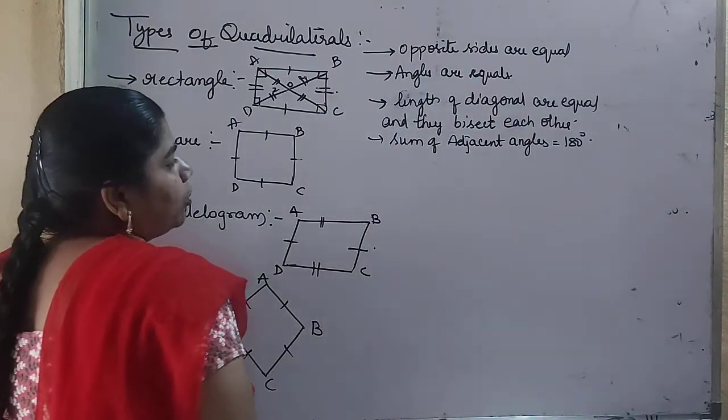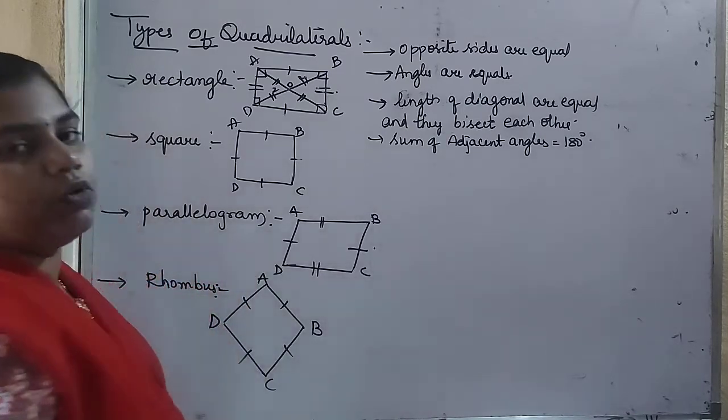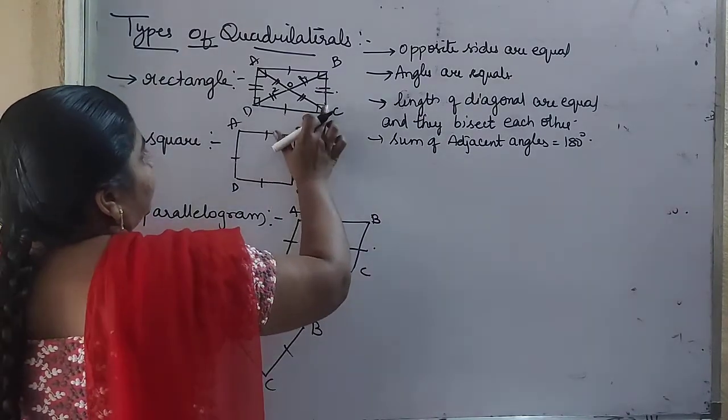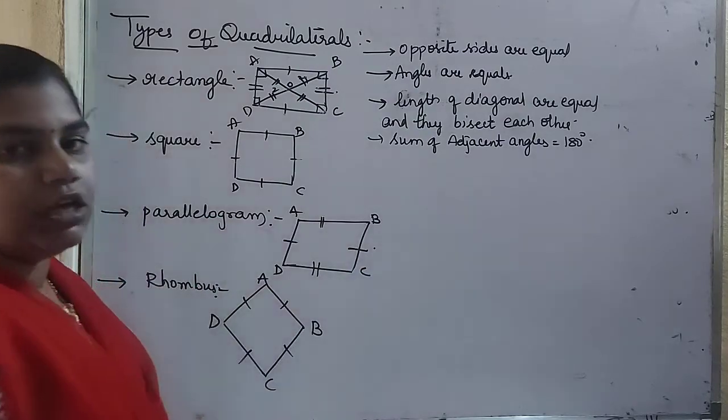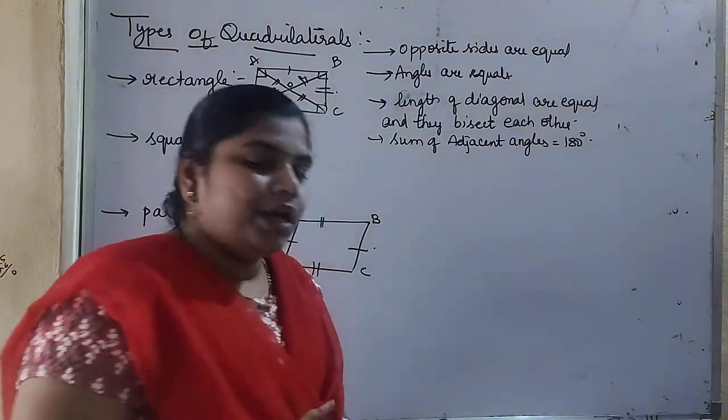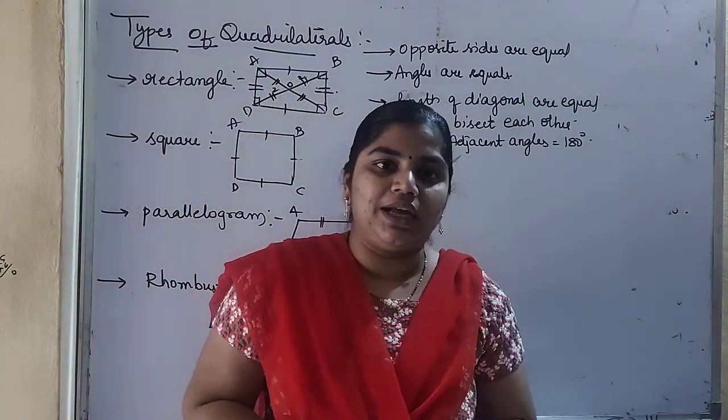And what is the last property? The sum of adjacent angles will be equal to 180. So if you add any two adjacent angles, always it will be equal to 180. So the remaining properties we will continue in the next class. Thank you.